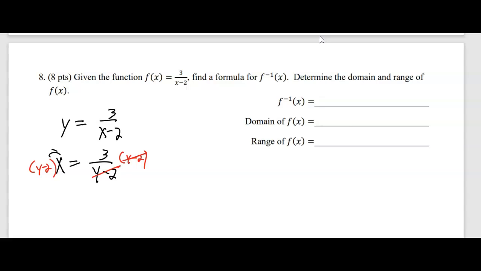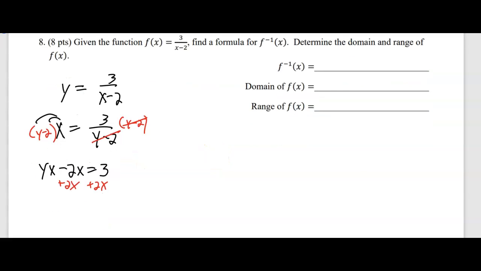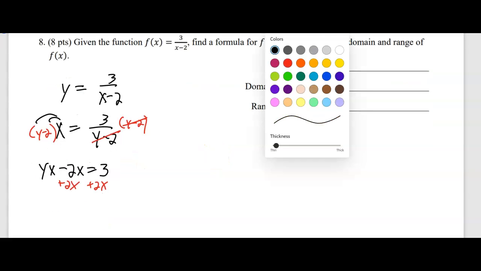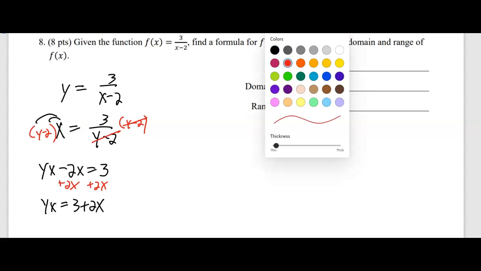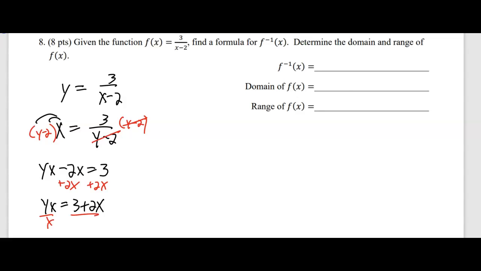I'm going to distribute on the left. This is yx minus 2x equals 3. I want to solve for y. So if I add the term without the y, that helps. We now have yx equals 3 plus 2x. Then if I divide by x, I will have solved for y.